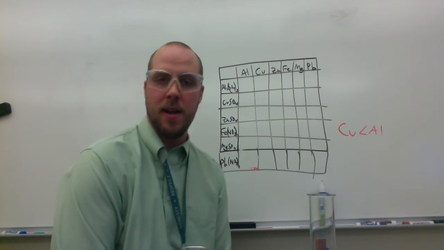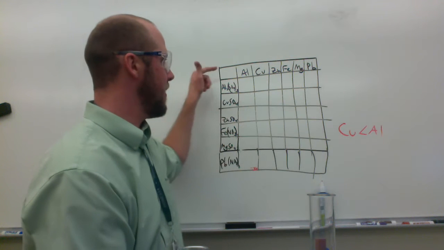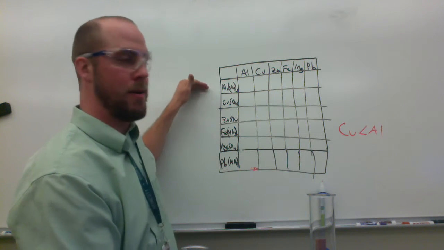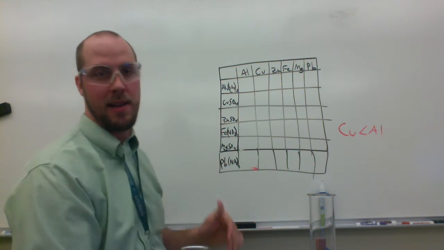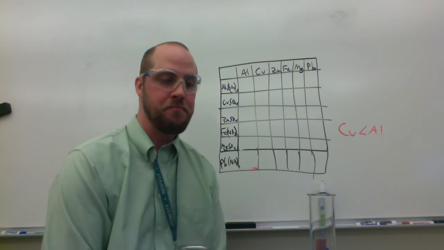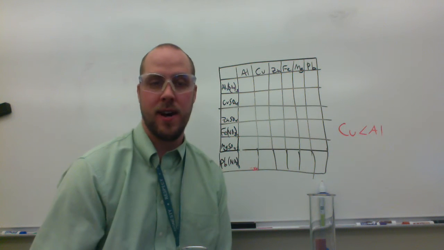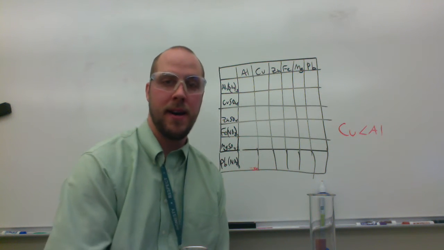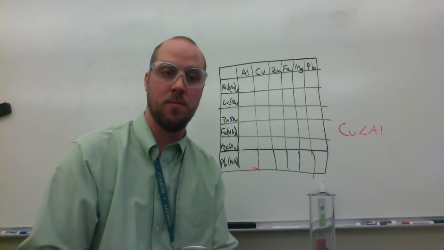And you can kind of think about it a little bit like a bracket that you are putting all the metals against all of the metal salts. That's things like aluminum sulfate, copper sulfate, zinc sulfate, iron nitrate, magnesium sulfate, and lead nitrate. And how you can tell if it is more reactive or not has to do with when you combine the metal with a metal salt. If there's a reaction, then the metal is more reactive.